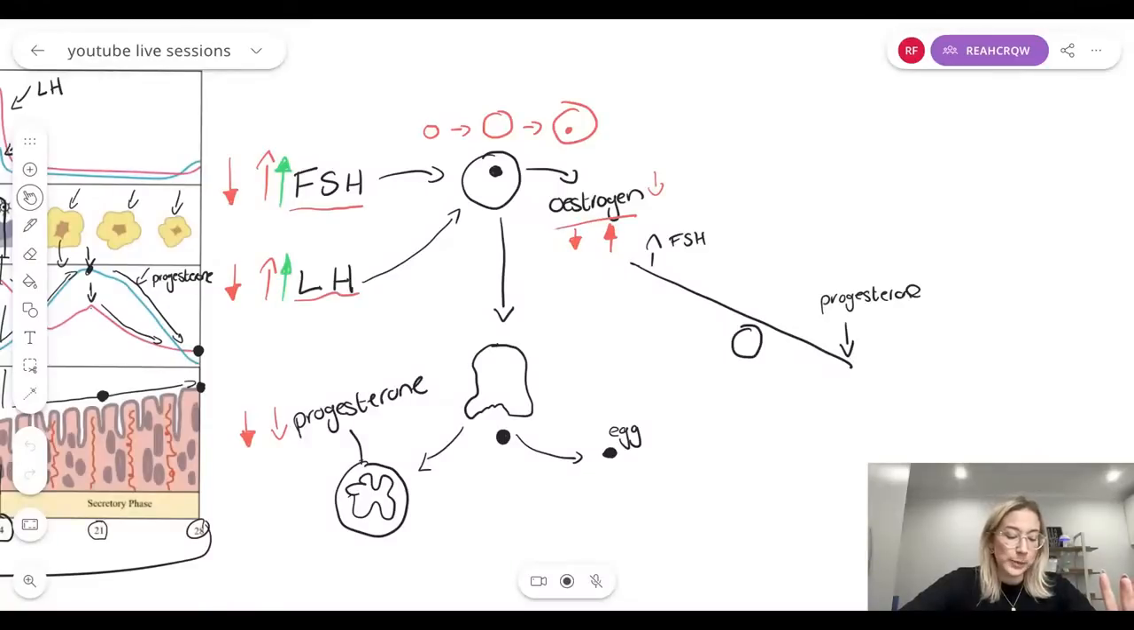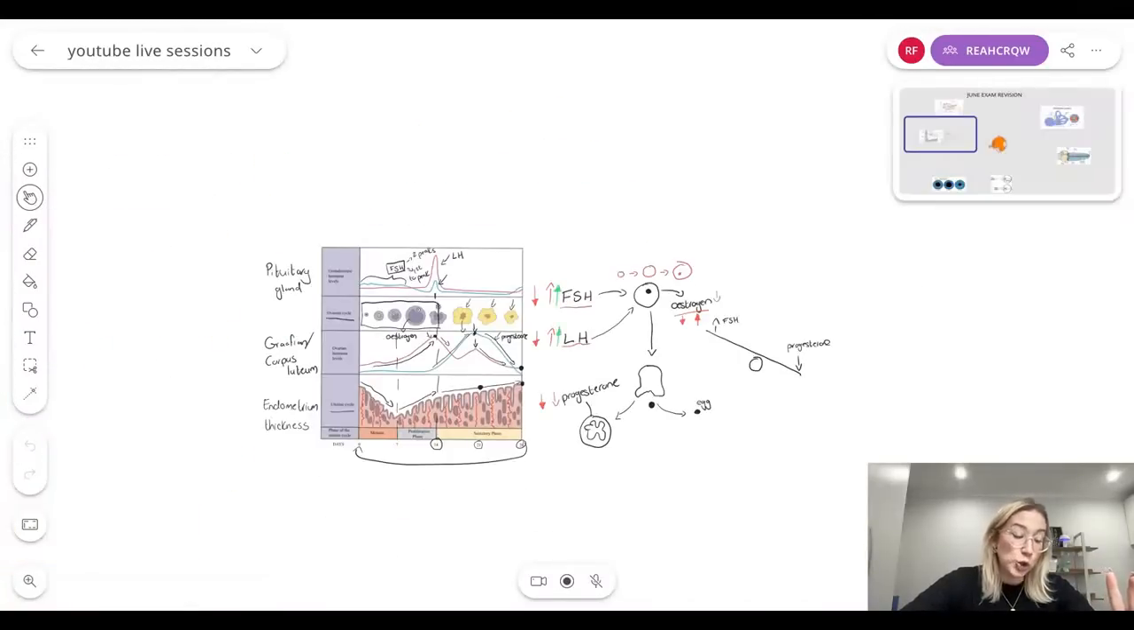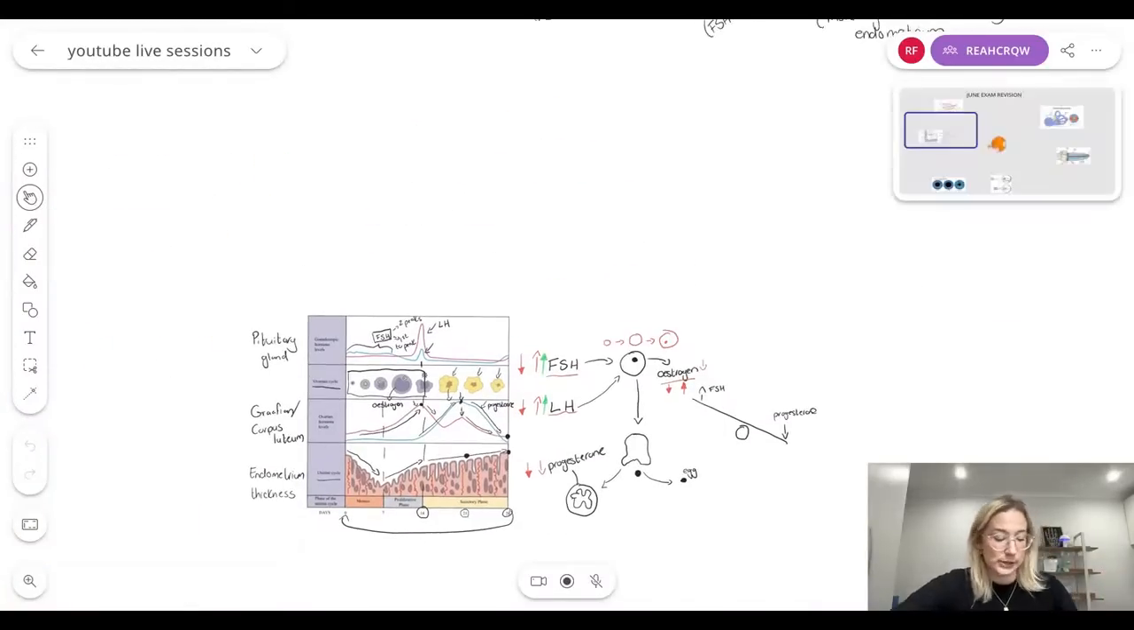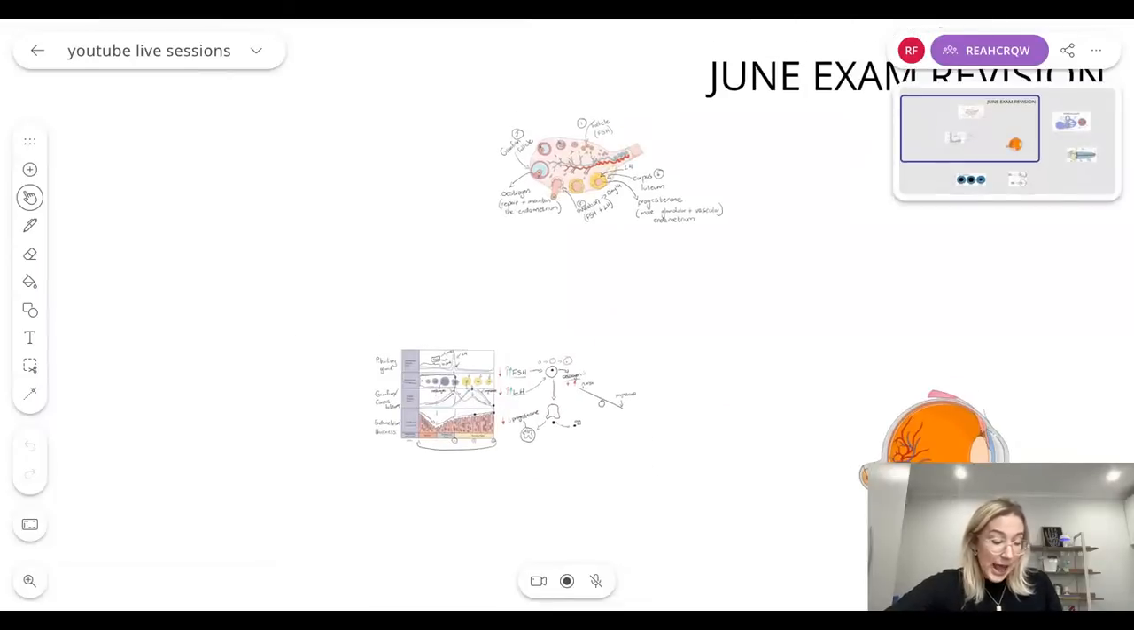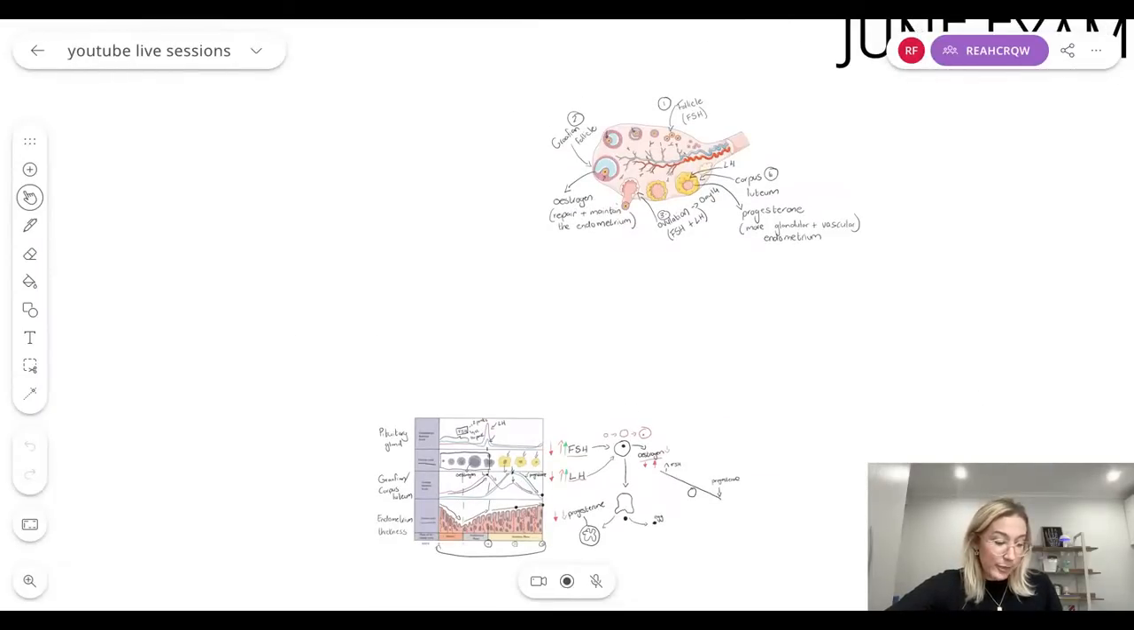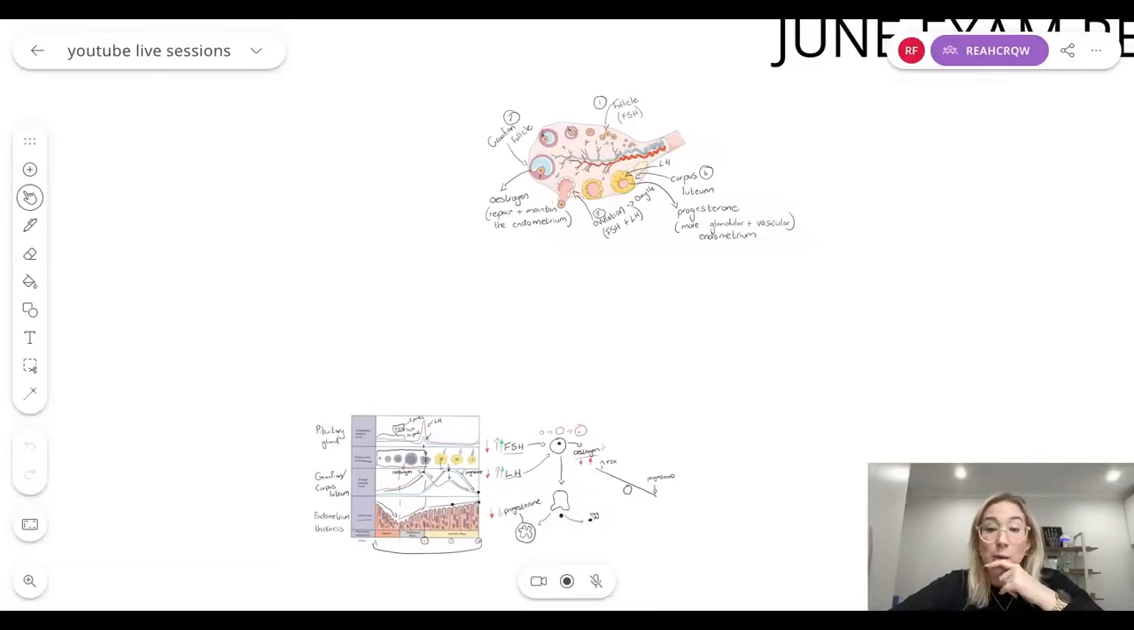And I actually think sometimes some of us spend too much time studying the menstrual cycle, not enough time studying other sections, and we end up a little bit shortchanged in our revision, and we don't revise anything else. So this is the main revision of the female reproductive system.